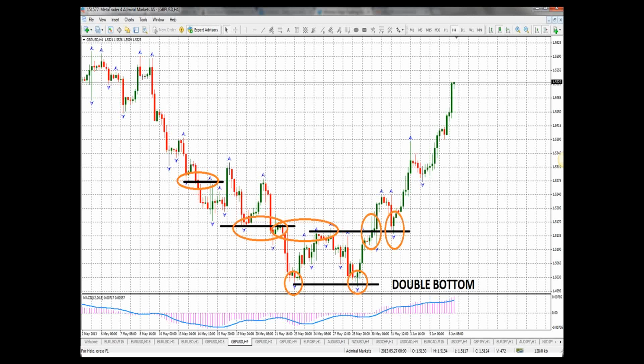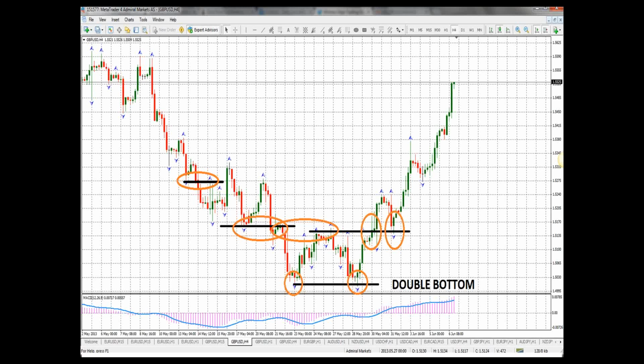Let's see, someone's asking if this double top or double bottom fails, how often it fails. I don't know, I don't have any statistics on that. Any idea, Tarantula? I don't know.